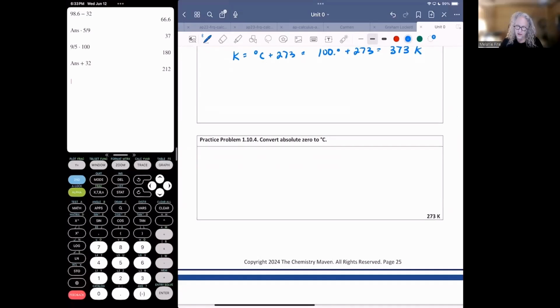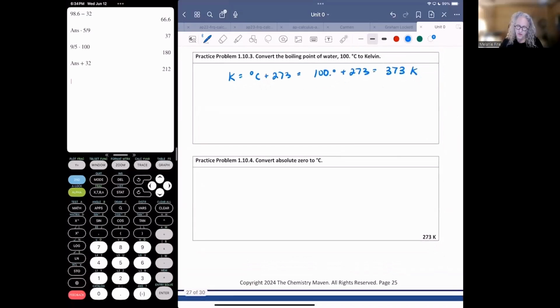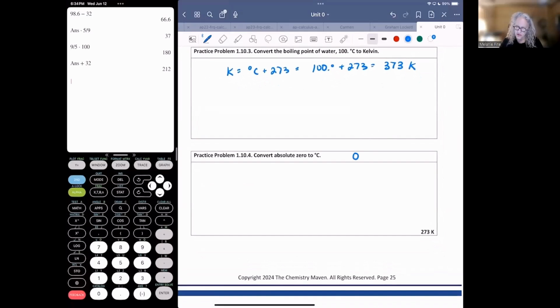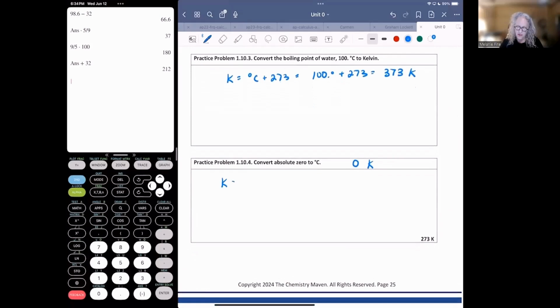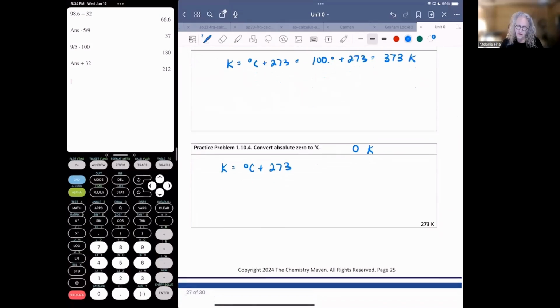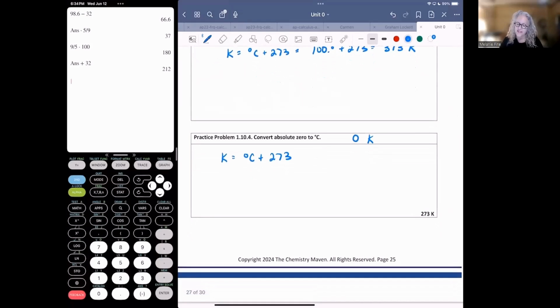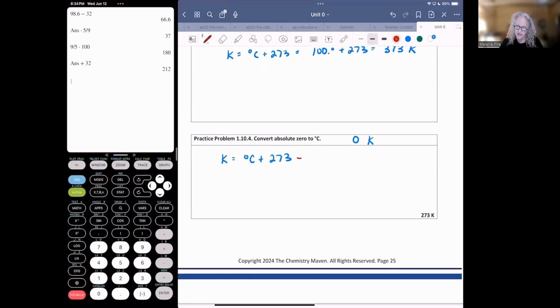Welcome back. Convert absolute zero to degrees Celsius. So let's get our equation again. By the way, absolute zero is 0 Kelvin. Our equation is Kelvin equals degrees Celsius plus 273. If I want to solve for Celsius, I want to isolate that variable. Right now, on the right-hand side, 273 is being added to Celsius. So to isolate this variable, I need to remove 273 from this side. So I'm going to subtract it.